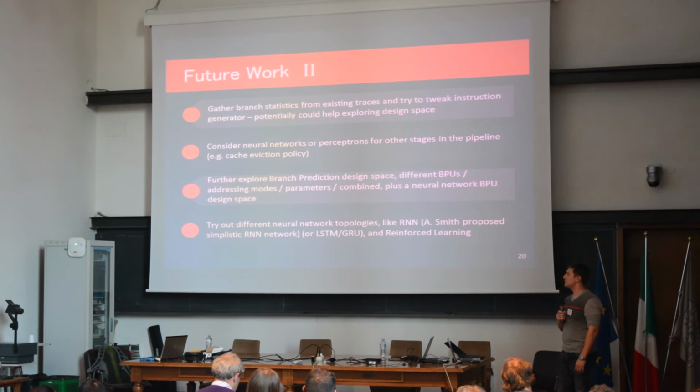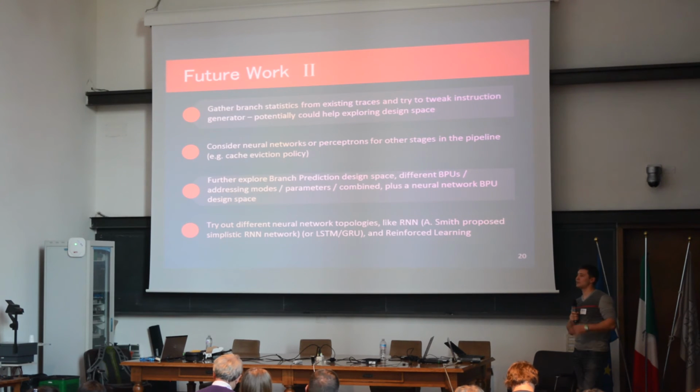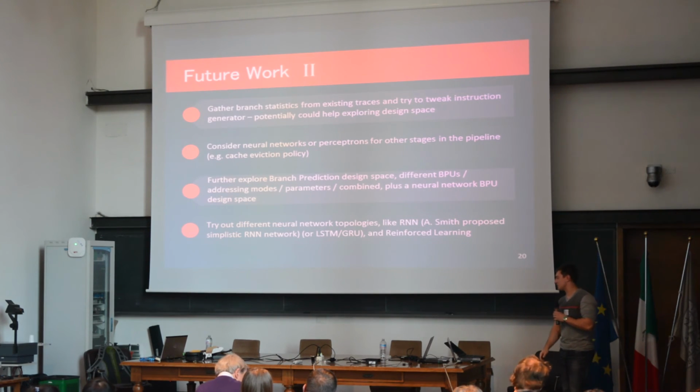Also, it would probably be a good idea to at least estimate neural networks or perceptrons, basically machine learning approaches, for some other parts of the pipeline, like cache eviction policies or anything like that. Another one is to try networks with different topologies, like recurrent neural networks or long short-term memory networks or anything like that. And probably even try not deep, but reinforcement learning to try to improve prediction rates.